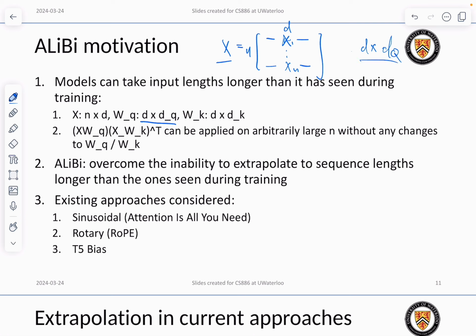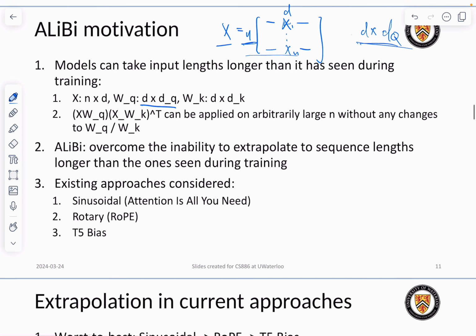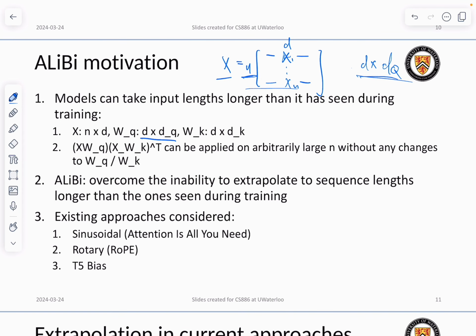So therefore, however large n is, we can always multiply these two matrices together, and transformers will also always work. The thing is, when we train on shorter length x's, it's usually unable to generalize well to longer length x's at inference time. So ALiBi overcomes this, and it's able to extrapolate to longer sequence lengths.